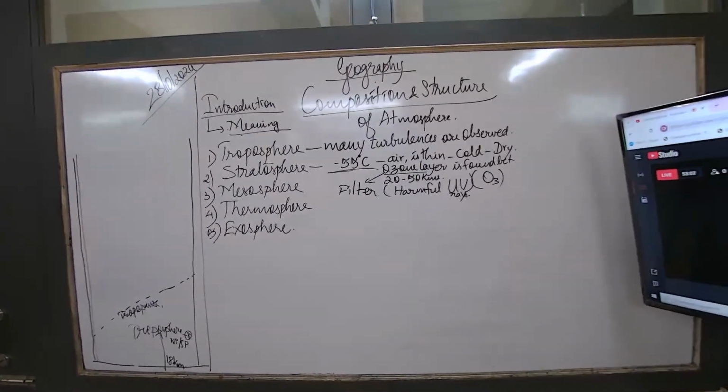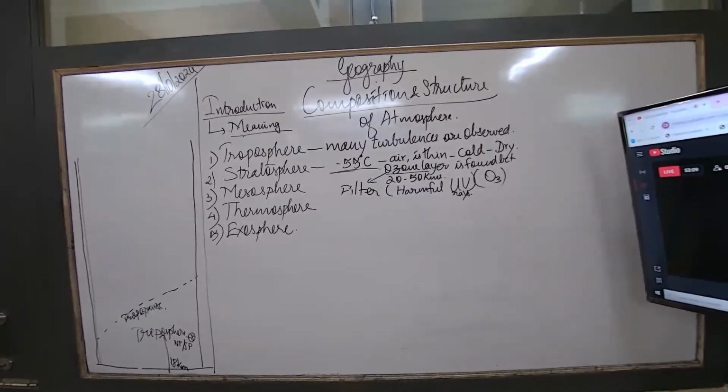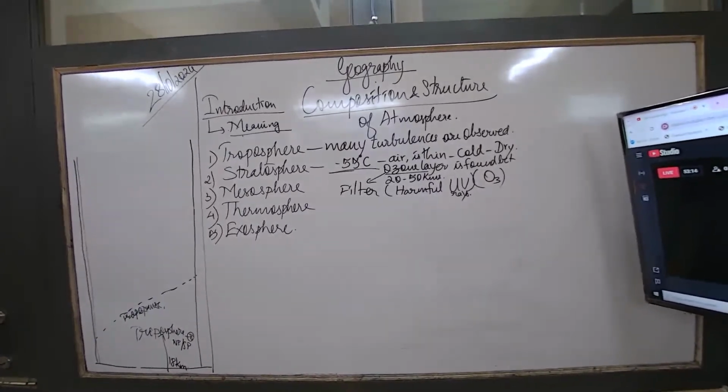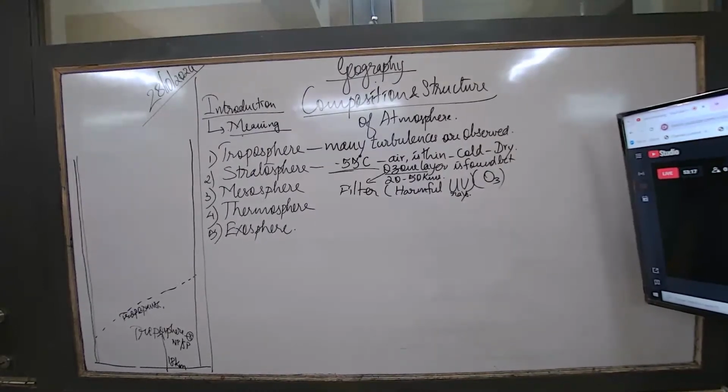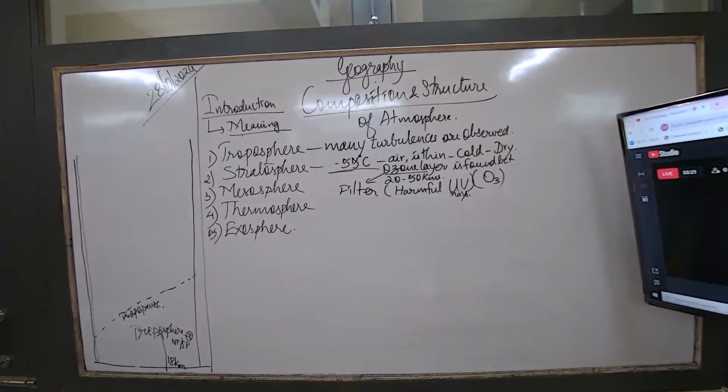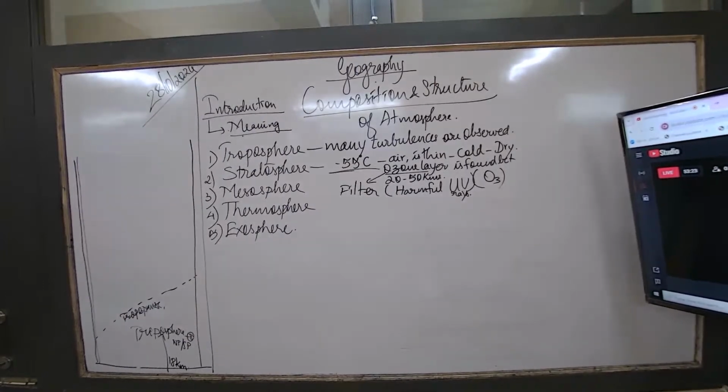Due to reflected sunlight from meteoric dust particles, there are wispy clouds found in this layer. Underline the words wispy clouds, which keep moving quickly, and there is also movement of meteorites here, right?